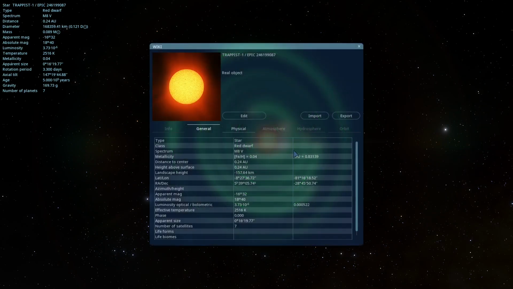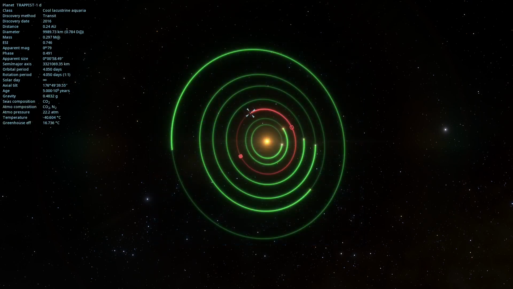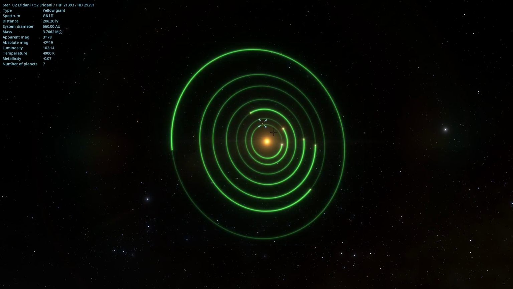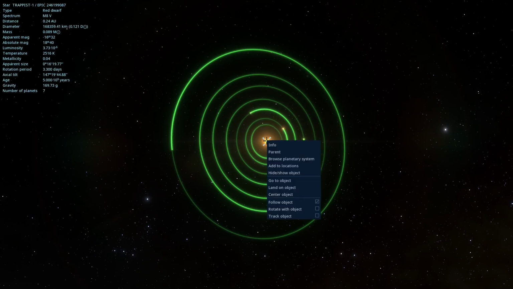So many planets. If I look at this info, you can see real object. Even the planets, exoplanets, all real objects. If I go into this info, it shows real object, which makes it very interesting about how far the technology has come, that we are able to find planets outside of our solar system, so far away, which makes it very interesting.